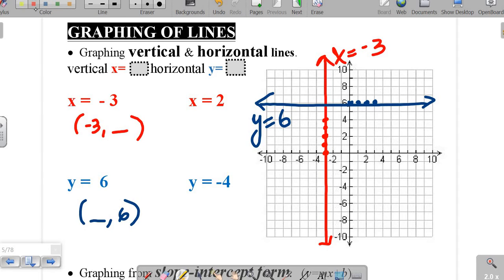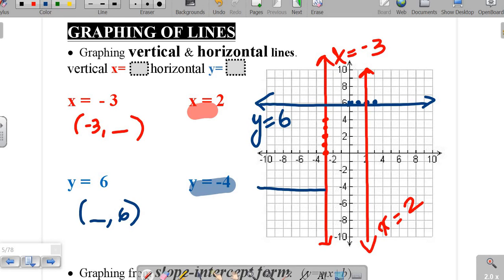Go ahead and do these two problems on your own over the next 30 seconds. Pause the video, do your own work, and restart. Welcome back. X equals 2 is a vertical line at 2. Y equals -4 is a horizontal line at -4.